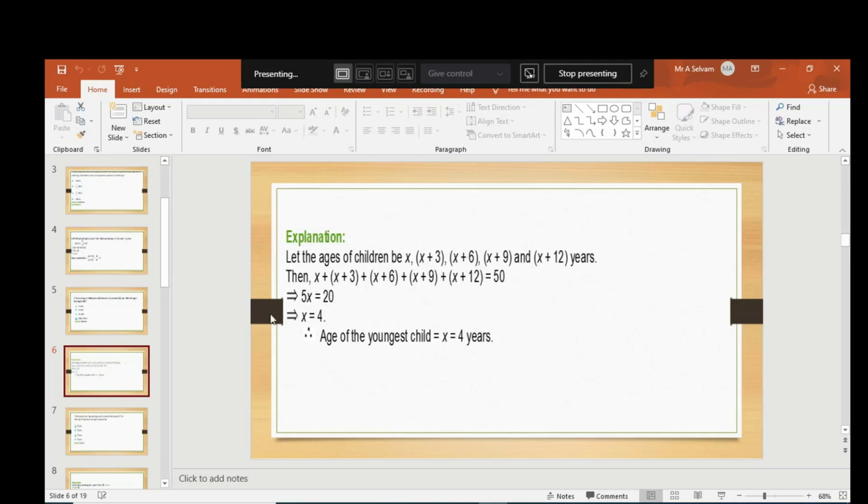So these 5x, we can add together 5x. 5x equal to 20. From this we need x. Okay, so x equal to 20 by 5. So x equal to 4. Now the age of the youngest child is how much? x is equal to 4 years.